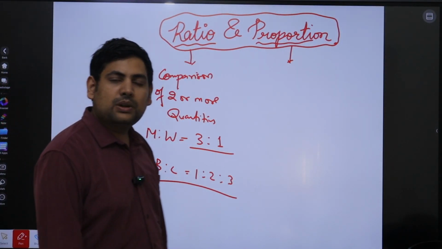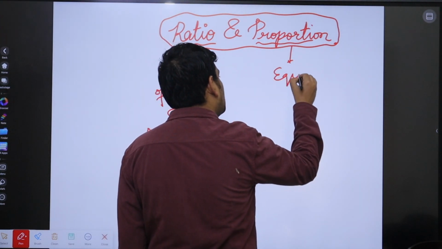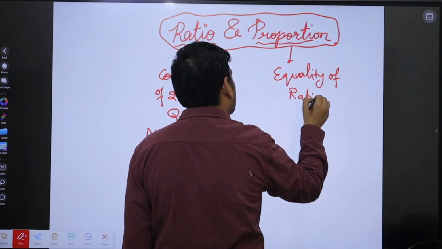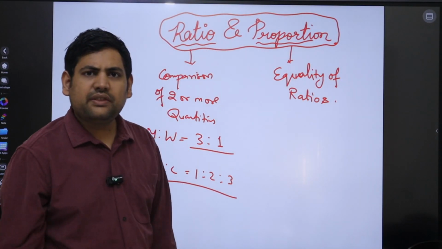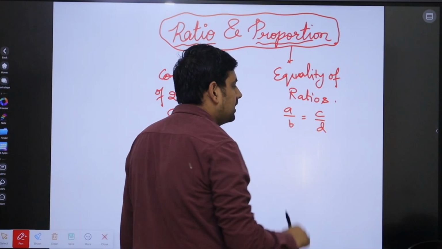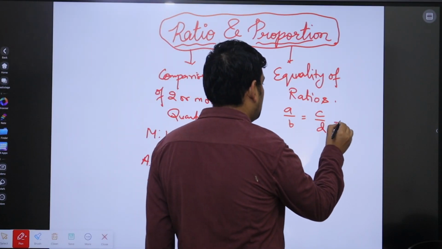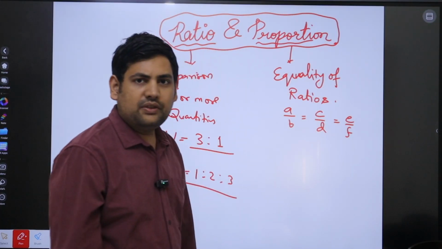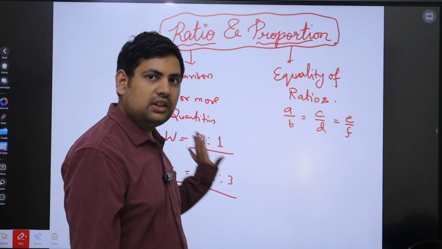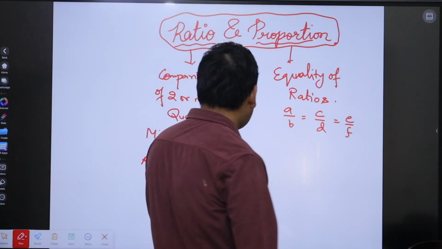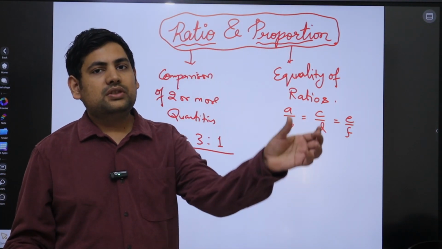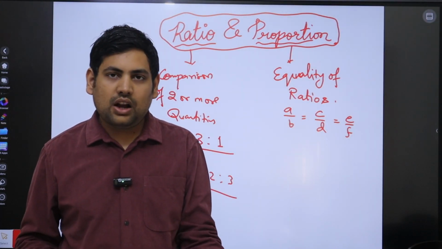This is ratio. What is proportion? Proportion is basically equality of ratios. Proportion is equality of ratios. For example, A by B is equals to C by D, like this, is equals to E by F, like this. So when you are equating ratios like this, then it is called proportion. Got it? Ratio and proportion. Now, once you get this, then we will see first, how do you, if some ratios are given to you and then combined ratio is asked, how do you find them?